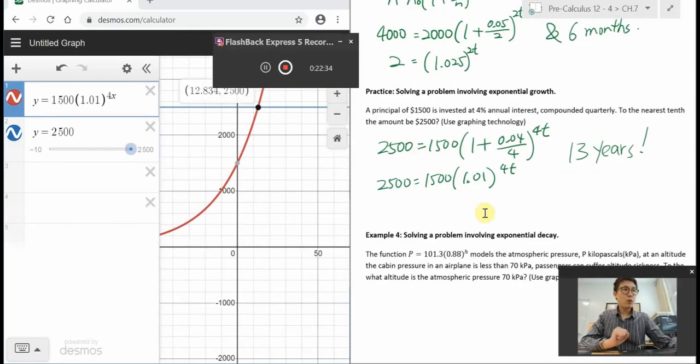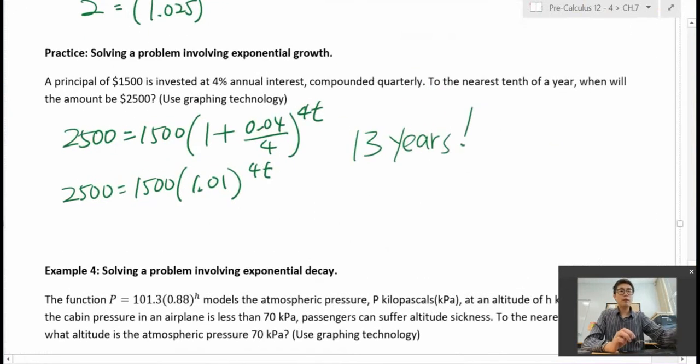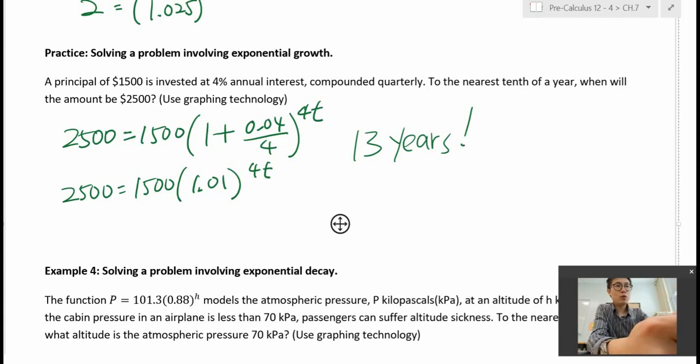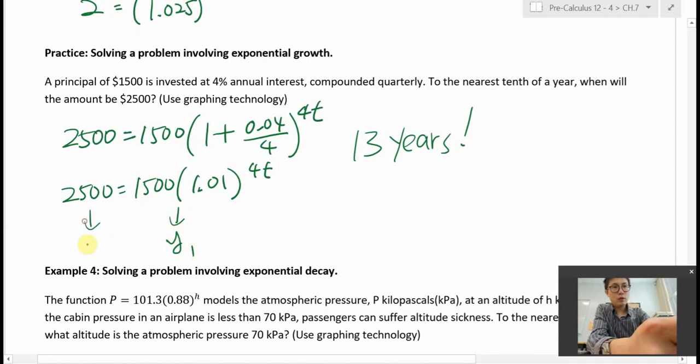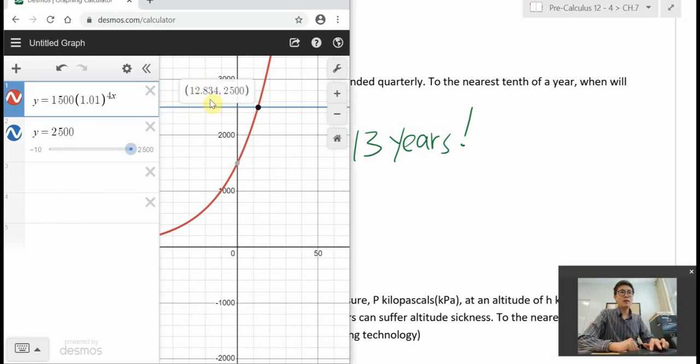Okay. So for the next one here, in this case I actually wouldn't divide both sides by 1,500 because it doesn't really give you a nice number. I mean, it's not bad. It's 5 over 3. So you can type that in decimals. That's not a problem either. But I just leave it as 1,500 and 2,500. So there's my y1. I use this as my y1, and I use this as my y2. And notice when you find the point of intersection, it's at 12.834.